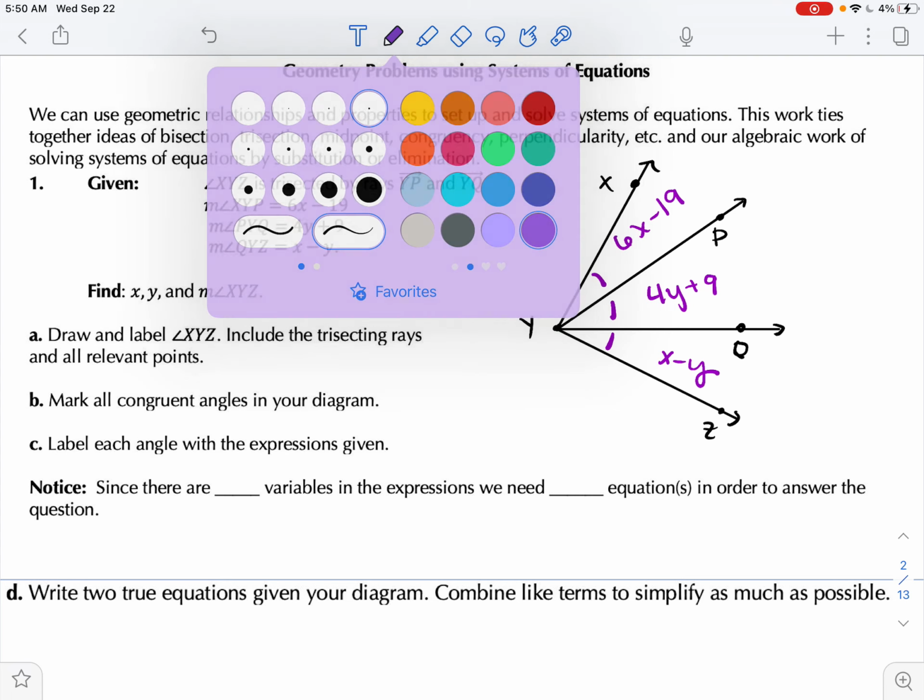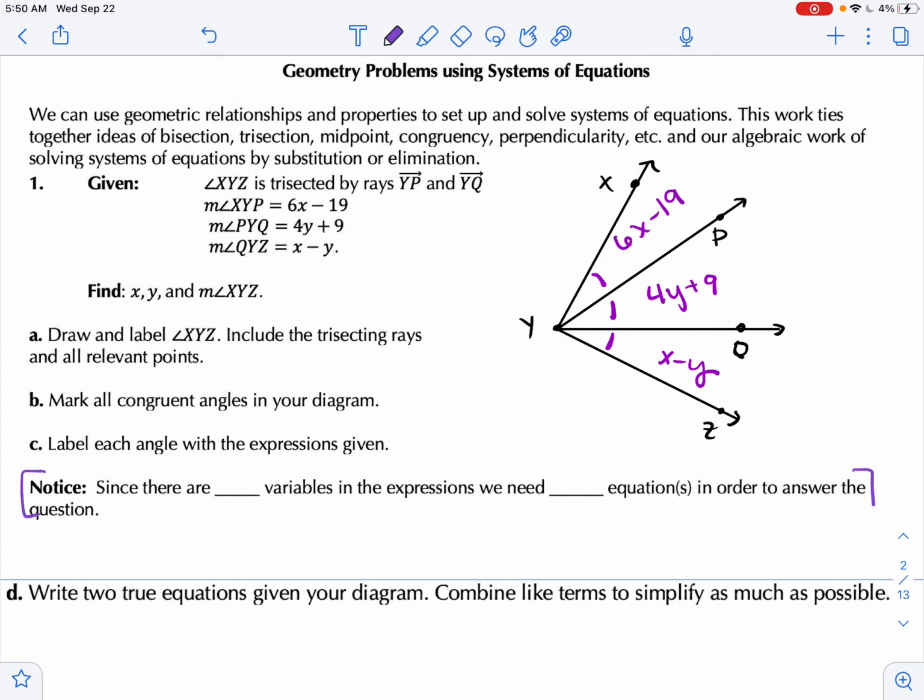The next question motivates what we have to do next. Notice there are two variables in the expression, so we're going to need two equations in order to answer the question. When we talk about two equations, we're talking about that system of equations. So we can see here the reason behind needing a system rather than just one equation. Part D says write two true, keyword true, equations given your diagram.